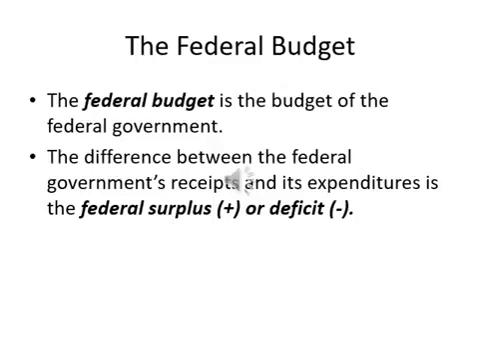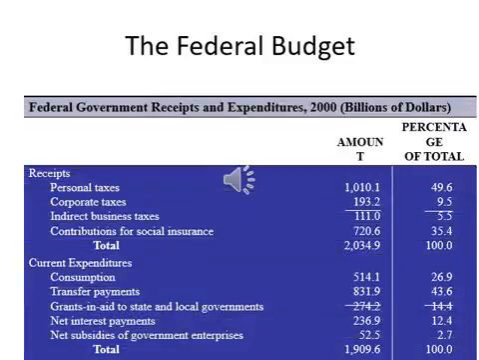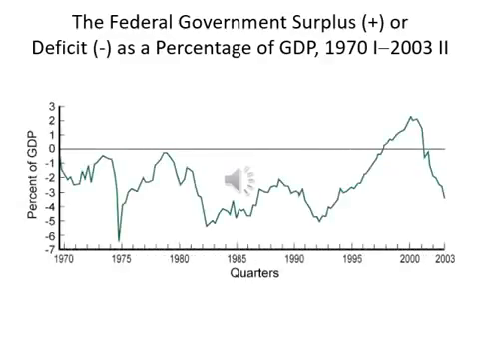The federal budget is the budget of the federal government. The difference between the federal government's receipts and its expenditures is the federal surplus, plus, or deficit. Table shows federal government receipts and expenditures in 2000. This graph shows the federal government surplus, plus, or deficit, as a percentage of GDP, 1970 to 2003.